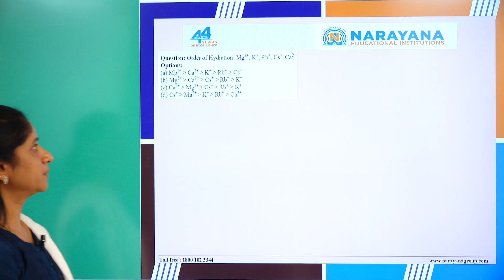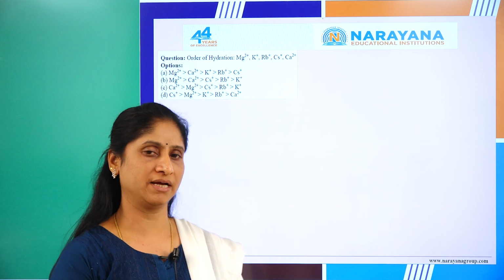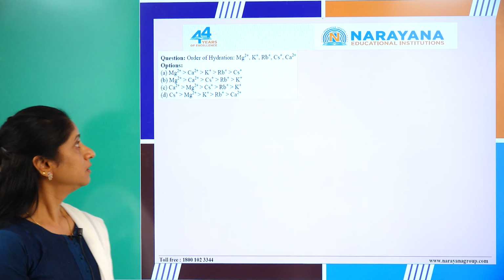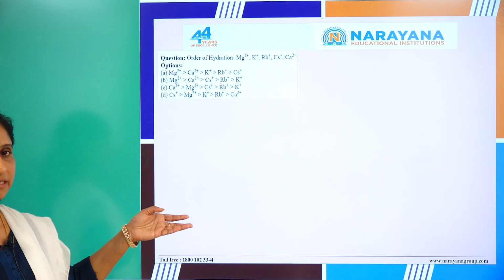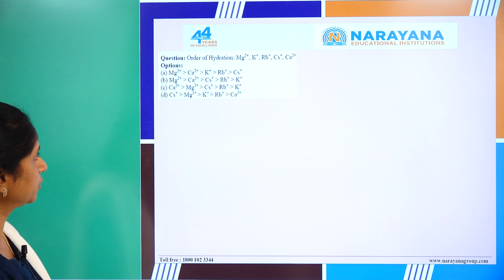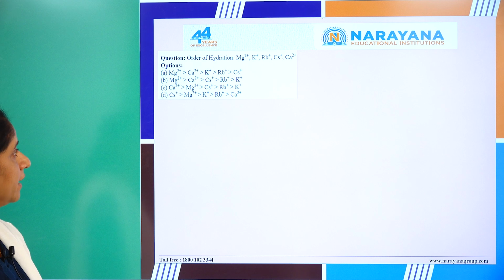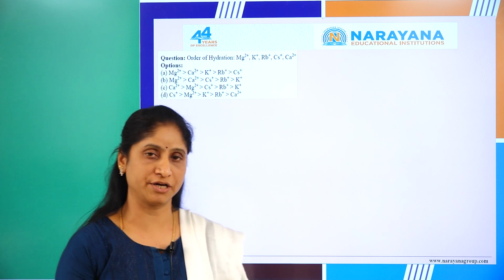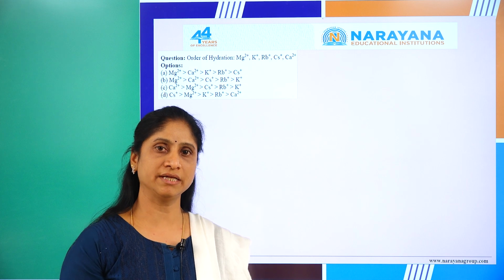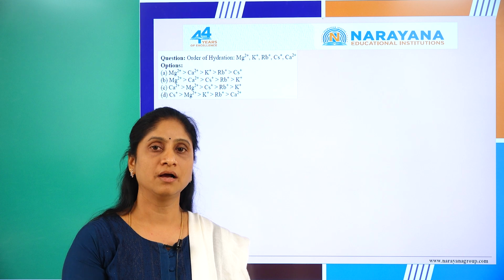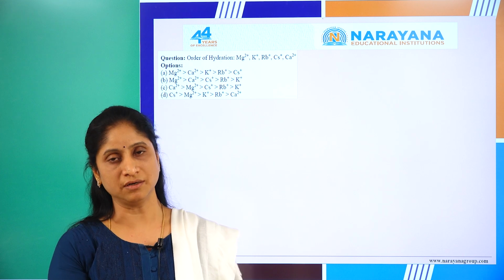So, which is a very simple question, a general question you can consider under the concept of the general periodic table. They have given alkaline earth metal ions Mg plus 2 and calcium plus 2, and alkali metal ions potassium ion, rubidium ion, cesium ion, and asked about the order of hydration. So hydration enthalpy is proportional to 1 by size of the ion.